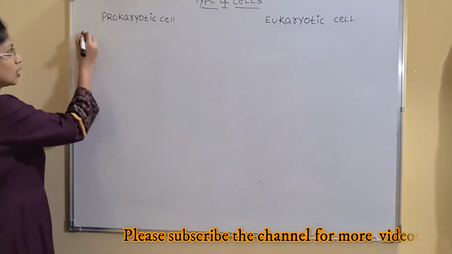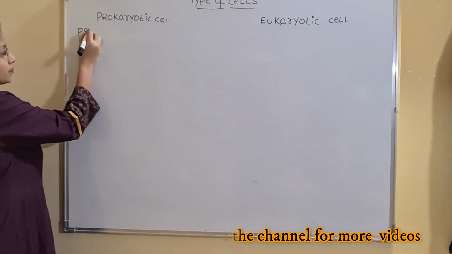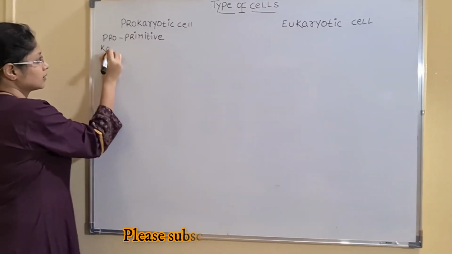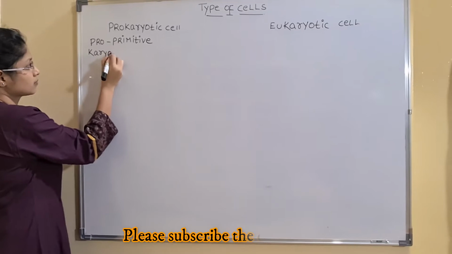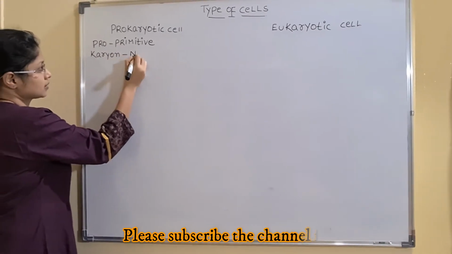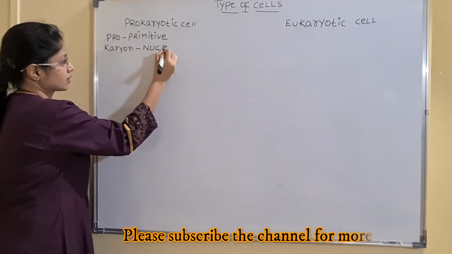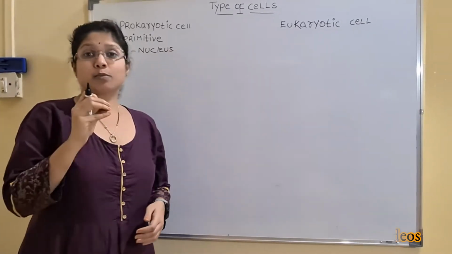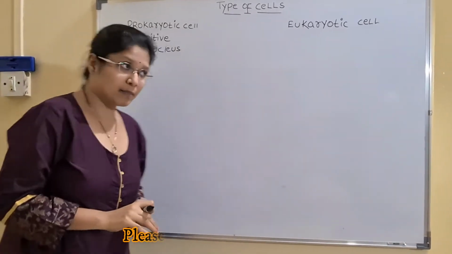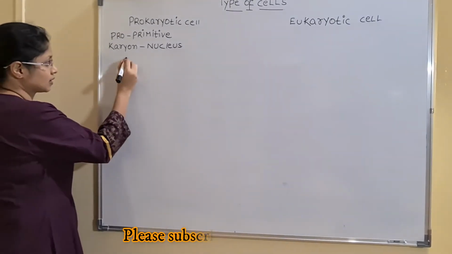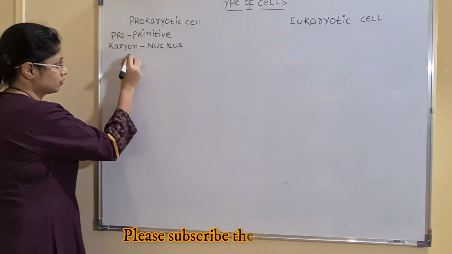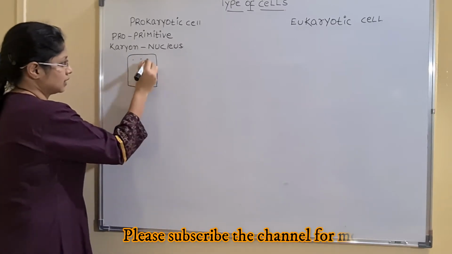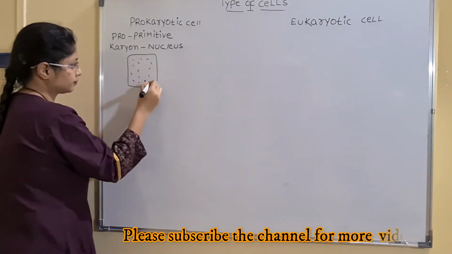Here pro means primitive, and karyon means nucleus. So this is a primitive nucleus. It is said to be a primitive nucleus. Why it is a primitive nucleus, that we will see. If you observe, this is a cell and this is the cytoplasm.